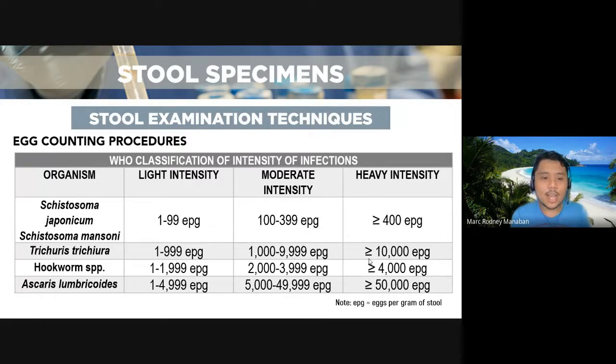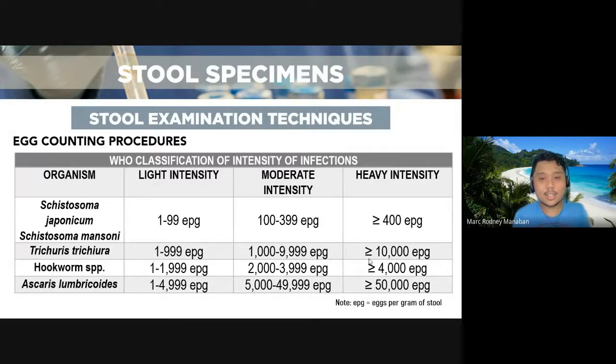But always take note that the higher end of the range of each intensity ends in 9, and the next intensity starts at the higher end plus 1. For example, 1 to 99 is light, the next starts at 100. Then 100 to 399, and then 400. As you can see for Schistosoma, at an egg count of just 400 EPG, it's already heavy intensity.